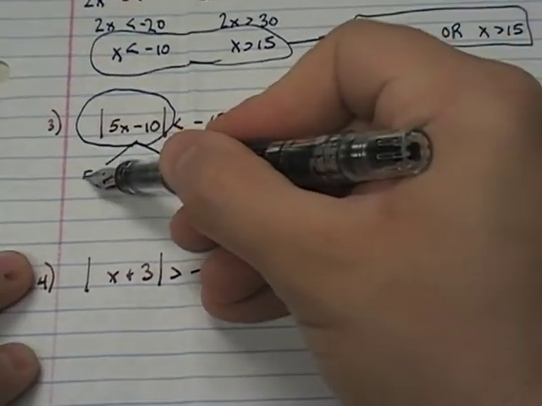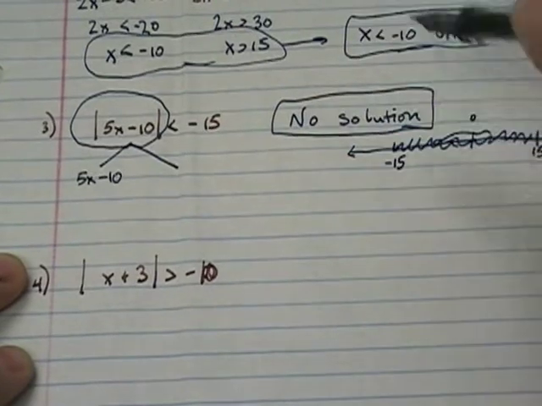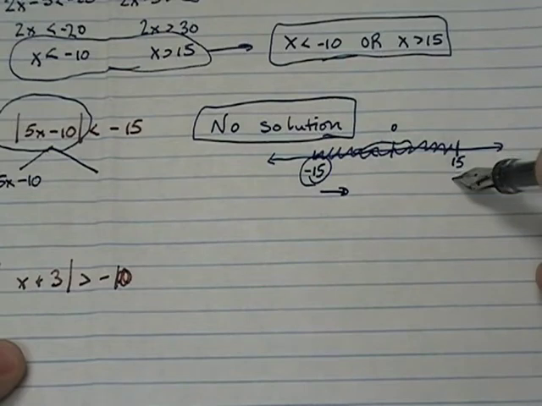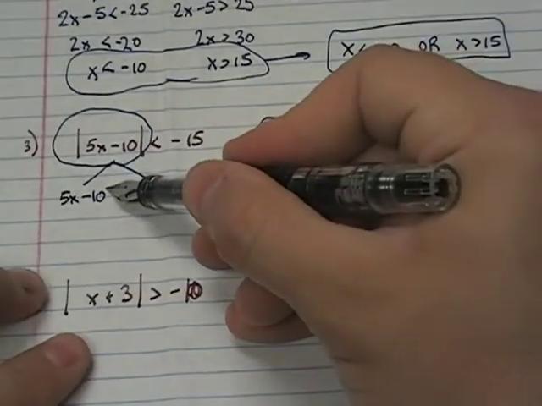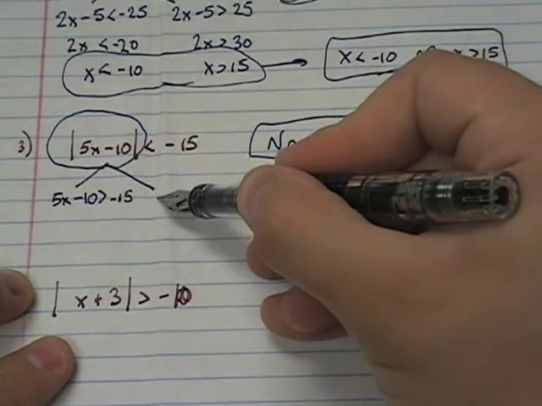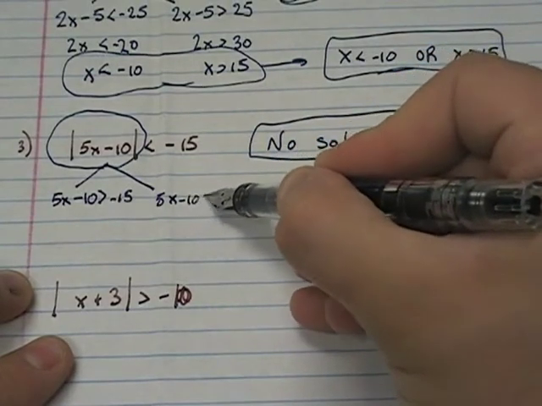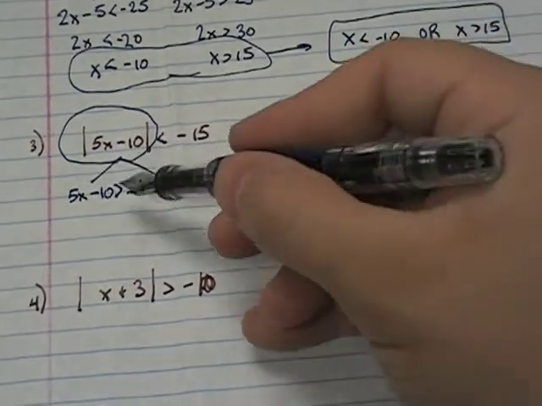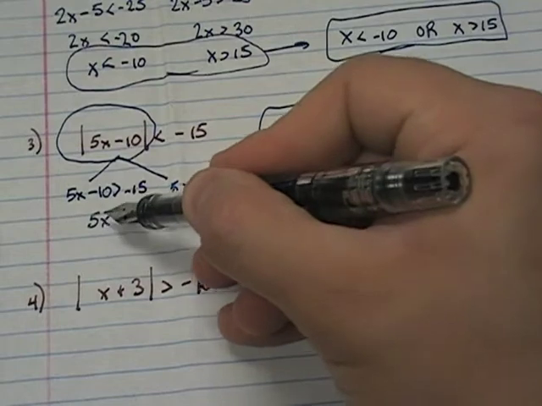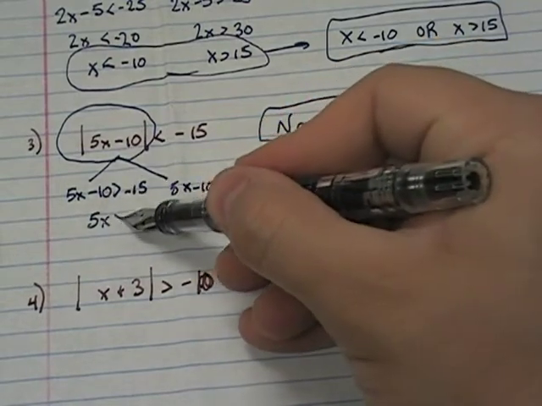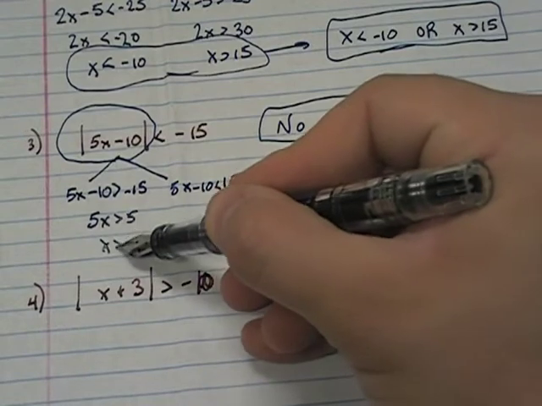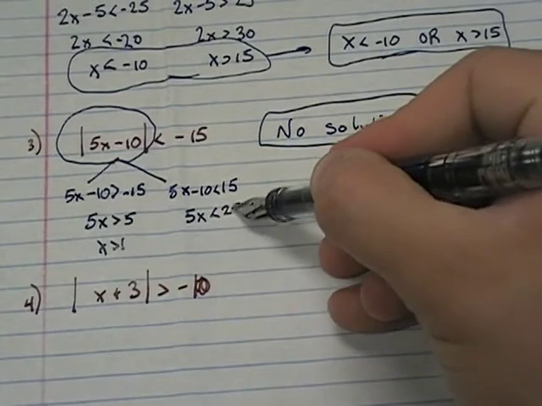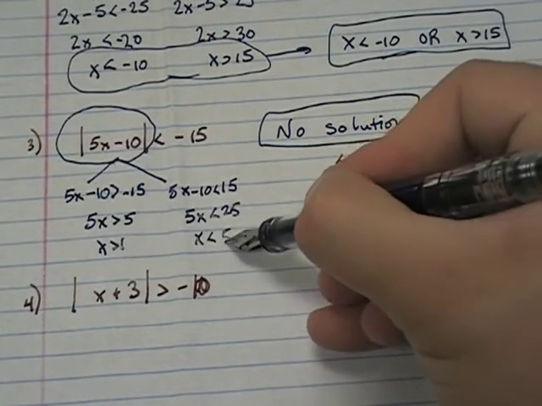You get 5x minus 10, and if you look at negative 15, it has to be greater than. And if you look at positive 15, it has to be less than. So 5x minus 10 is greater than negative 15, and 5x minus 10 is less than 15. We solve these. We get 5x, and we add 10 to both sides. So we get 5x is greater than 5, x is greater than 1. And here we get 5x is less than 25, x is less than 5.